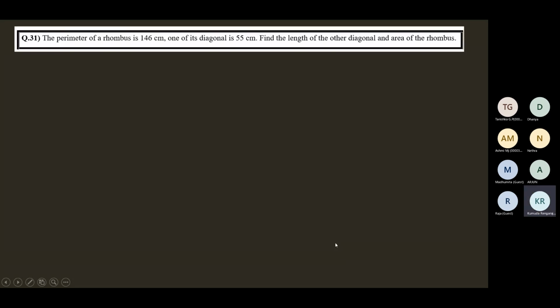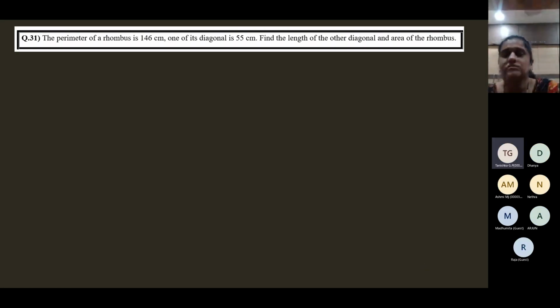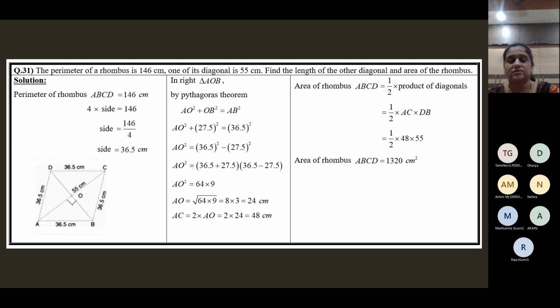So this is the answer, children. Are you all trying it? Getting the answer or you need help? Ma'am, I got the area as 1000... Yes, 1320, ma'am. Correct. Tanishka, is it? Yes, ma'am. Very good. And the diagonal is 48 centimeters, ma'am. Oh, that looks right. 48. Yeah, you're right.